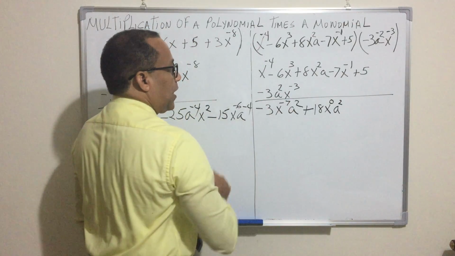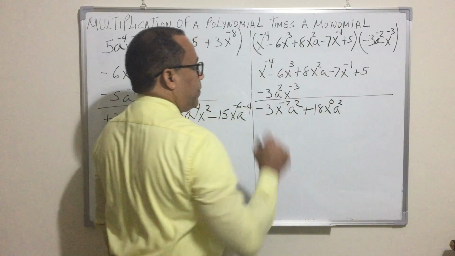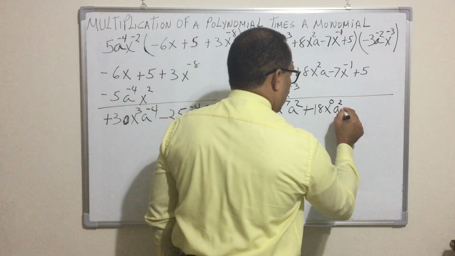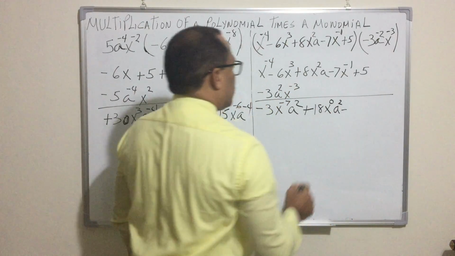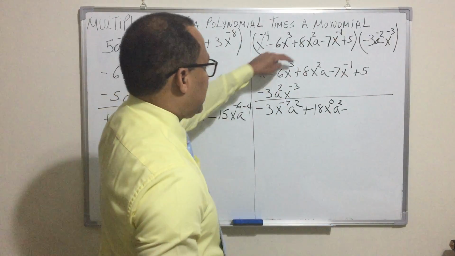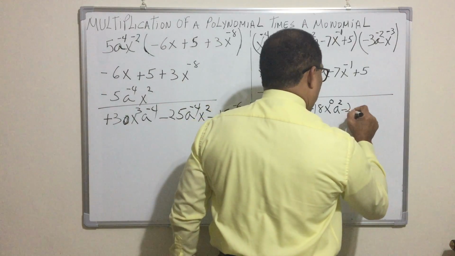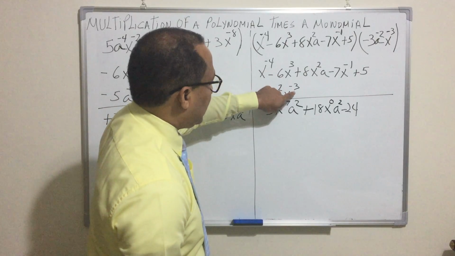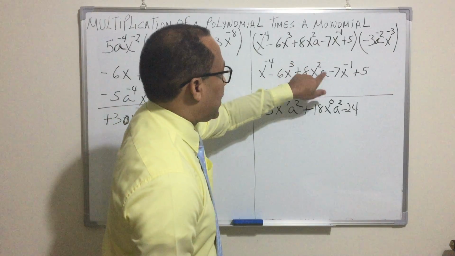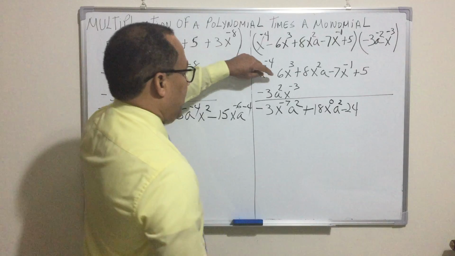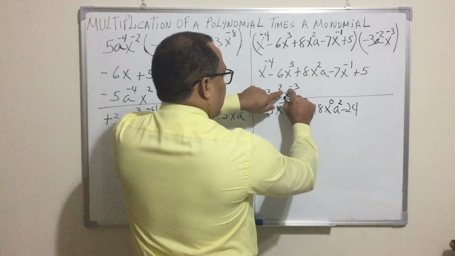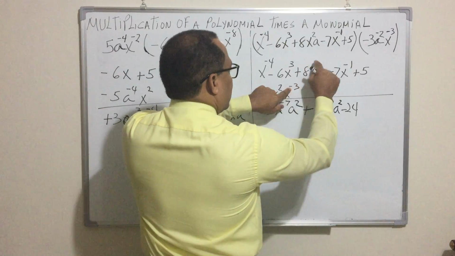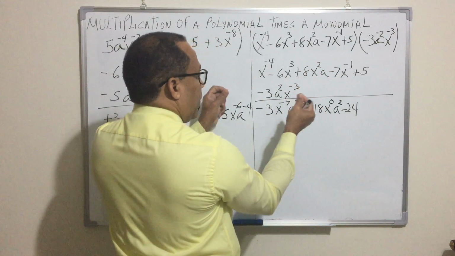The monomial times the third term. Multiply the signs. Negative times positive equals negative. Multiply the coefficients. 3 times 8 equals 24. A to the second, x to the negative 3 times x to the second, a. Let me take the x's first. That's a negative 3 and that's a 2. We subtract the numbers and we copy the sign of the greatest.